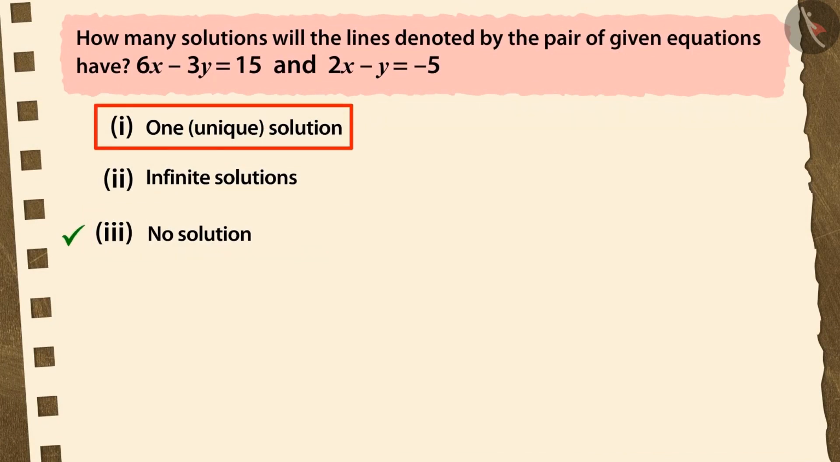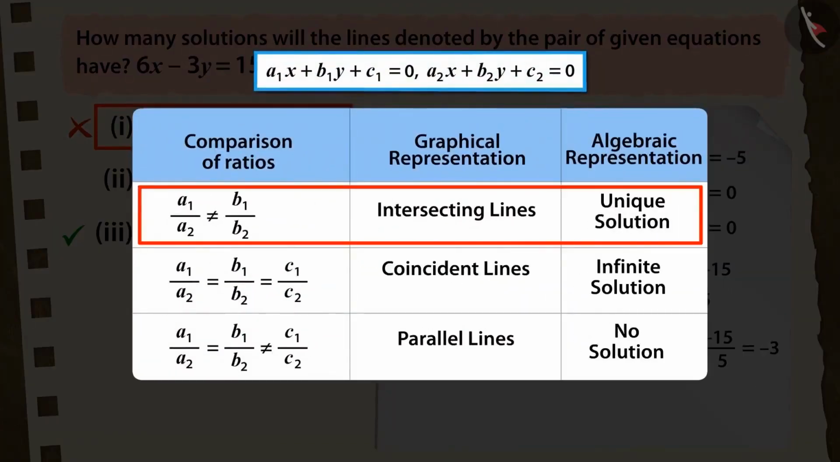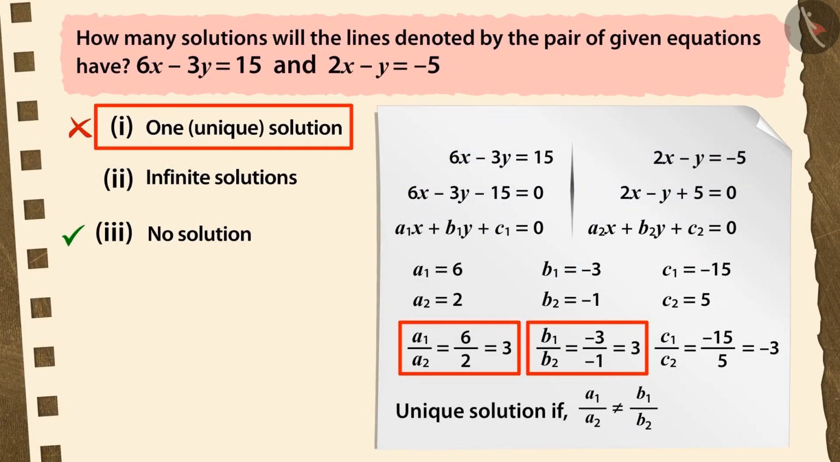If you had chosen option 1, then it's a good try. But this is an incorrect answer. Because in order to have one or a unique solution to a pair of linear equations, the ratio of their coefficients should not be equal. Which is not true in this case. Hence, option 1 is incorrect.